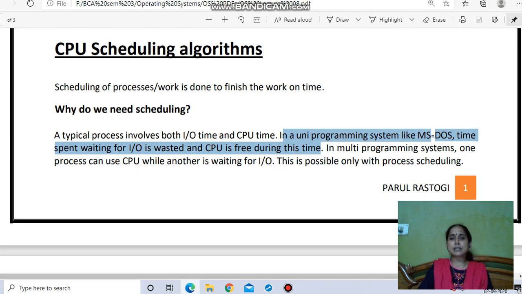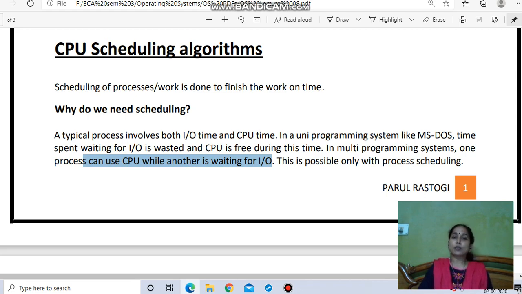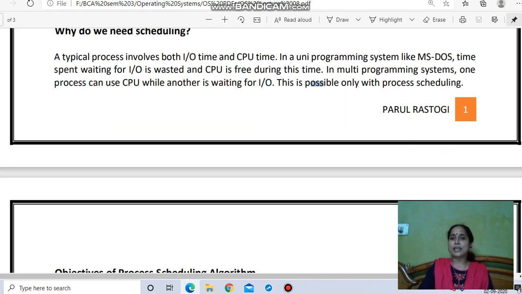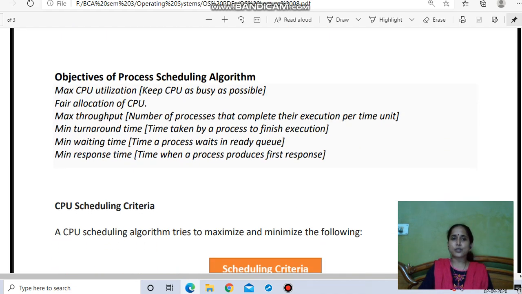In multi-programming systems, one process can use CPU while other is waiting for input output. तो here the CPU का effective and efficient use होता है. So कभी भी CPU idle नहीं छूटता in case of multi-programming systems. This is possible only with the process scheduling. ये तभी possible है जब हम process scheduling algorithms use करें.